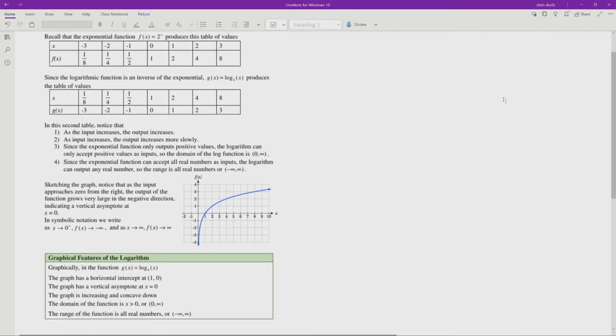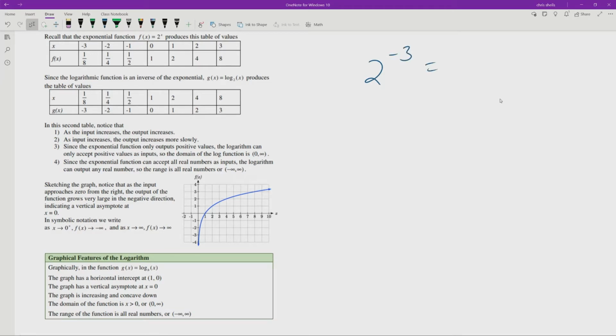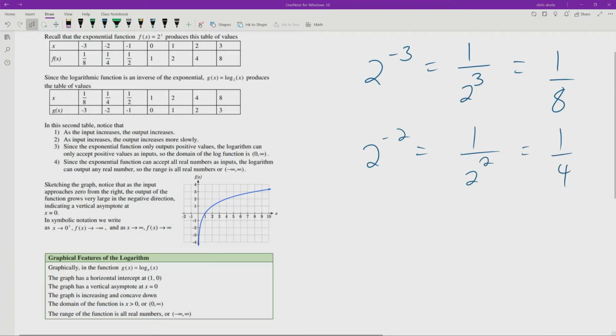Because 2 to the negative third power is the same thing as 1 over 2 to the positive third power, which is 1 over 8, right? And also, we could say 2 to the negative 2 power is 1 over 2 to the positive 2 power, which is 1 over 4. So this is how we're getting these numbers in the f of x column. I'm just plugging them into the exponent.